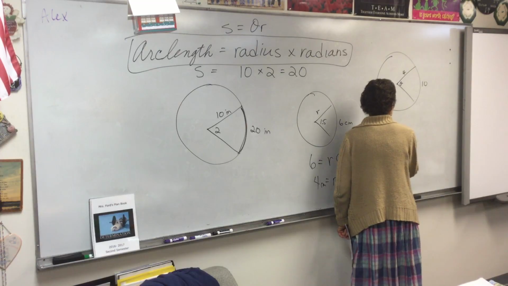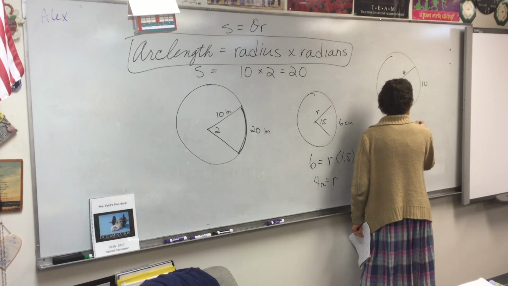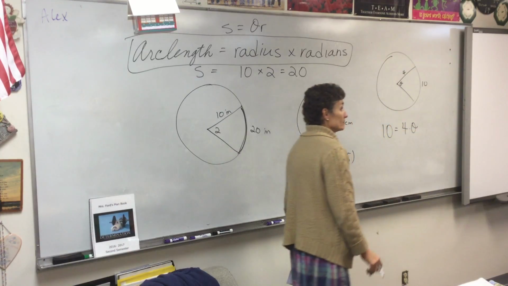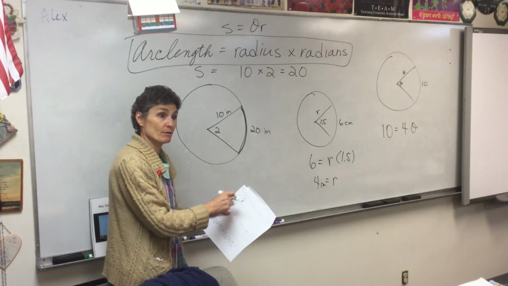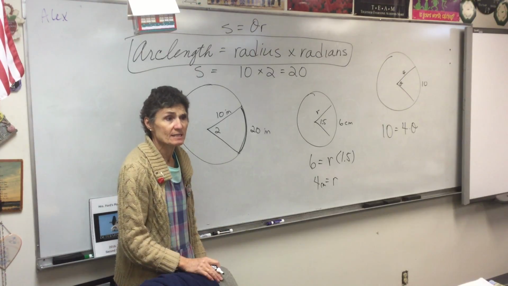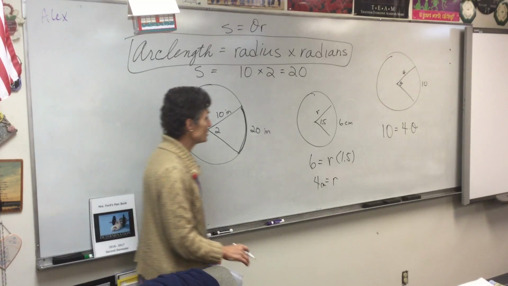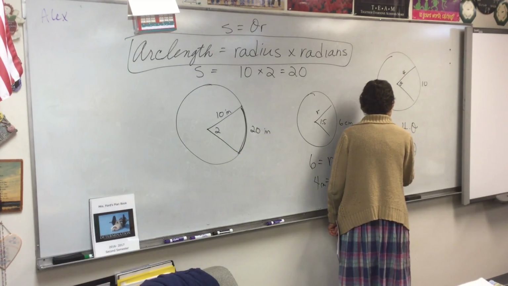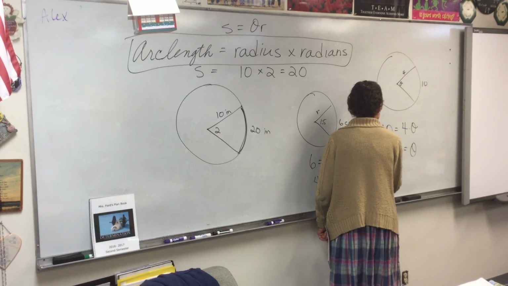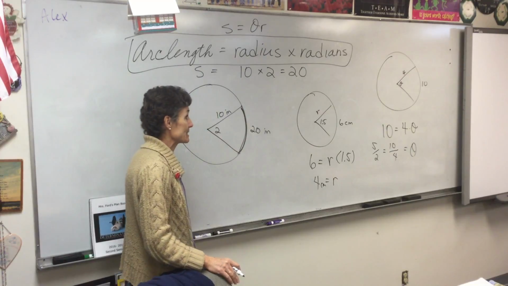Arc length equals radius times radians. I'll use theta because that's what I have on the paper, but if you want to use x, if it's easier, it's up to you. So what do you need to do? Very simple. Divide. So we get 10/4, which we will reduce to 5/2. That's it. It's that easy.